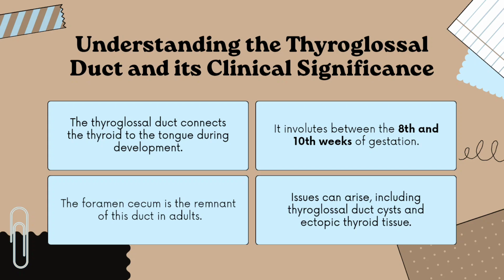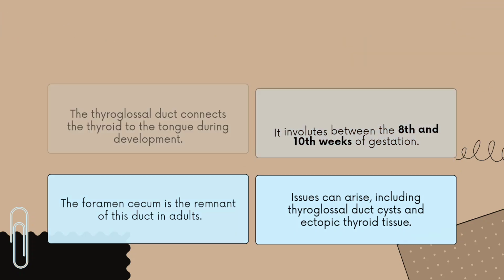The thyroglossal duct connects the developing thyroid to the tongue and typically involutes between the 8th and 10th weeks of gestation. The foramen cecum remains as a remnant of this duct in adults. Persistence or abnormal migration of this duct can lead to pathologies like thyroglossal duct cysts or ectopic thyroid tissue, which we'll explore in detail in the next slide.